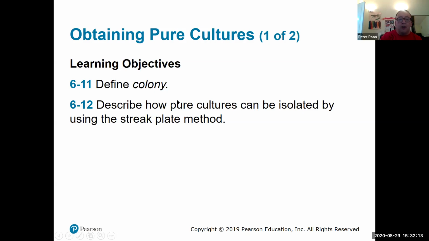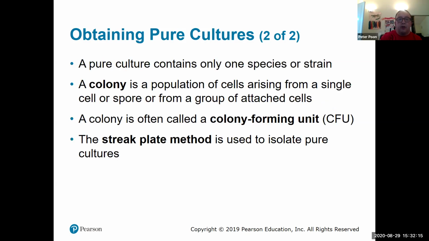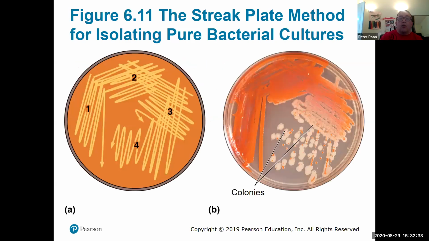So, describe how pure cultures can be isolated by using streak plates. Okay. So by definition, a pure culture only has one species or strain of bacteria in it. A colony comes from something called a CFU, colony forming unit. You drop a CFU onto a plate and it will grow into a colony. The way you do this is usually the streak plate method.